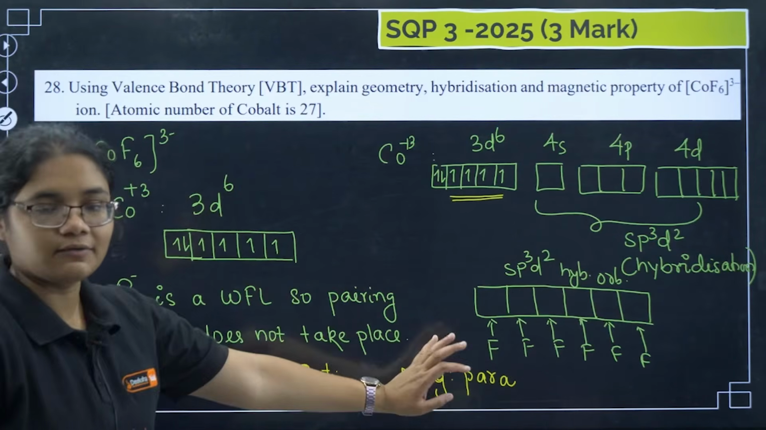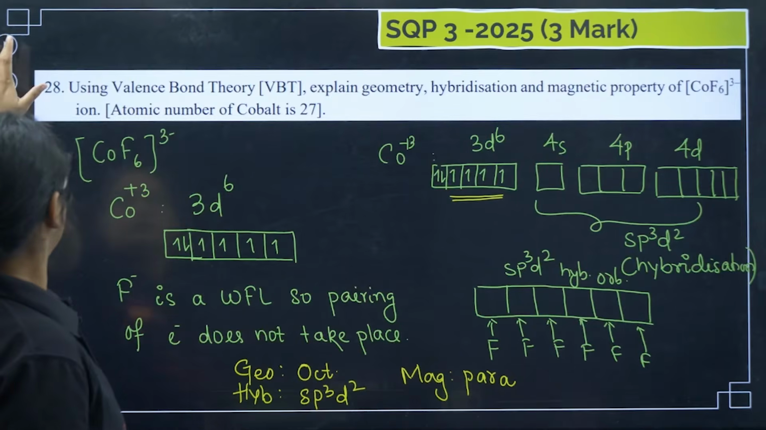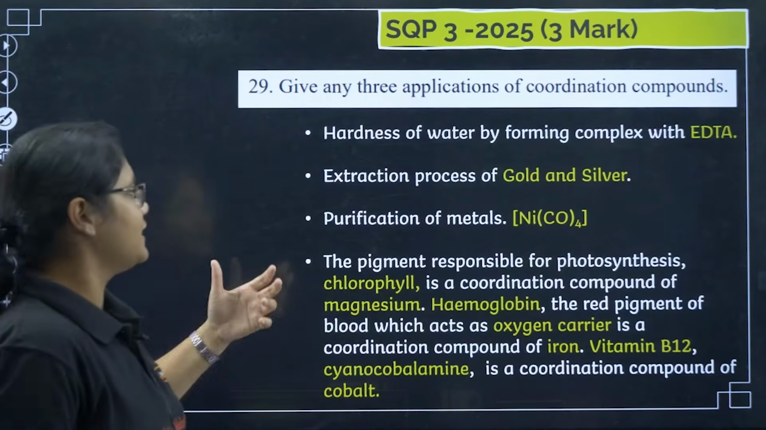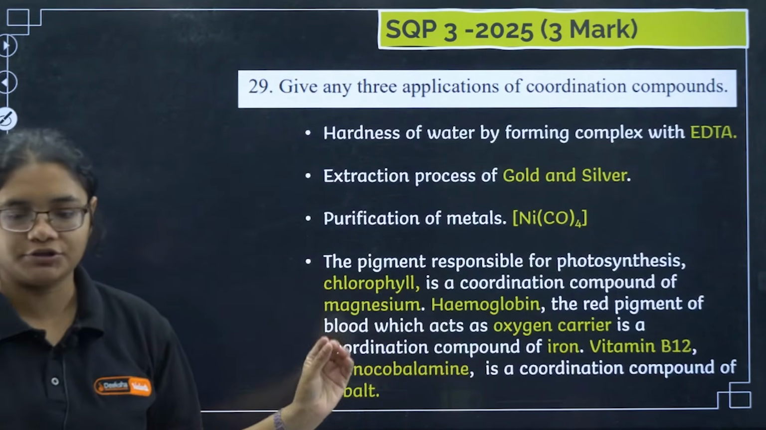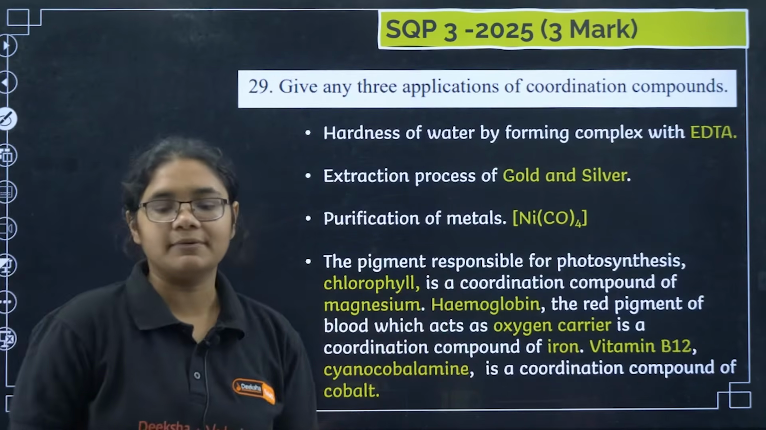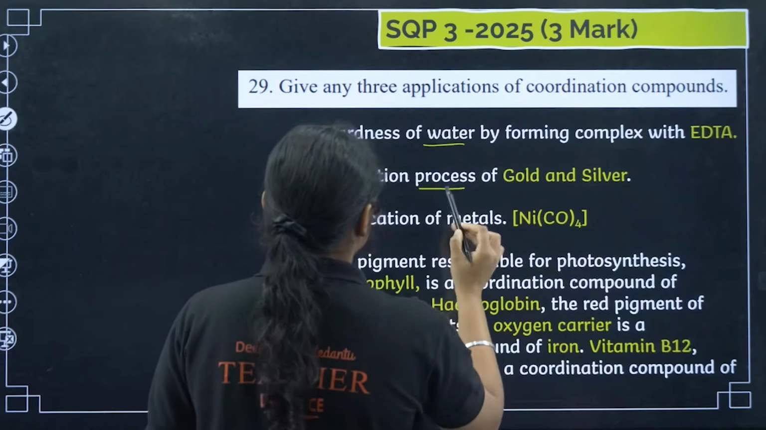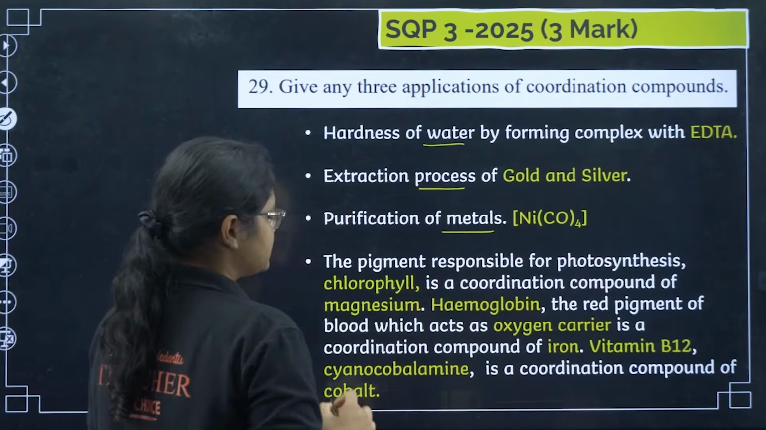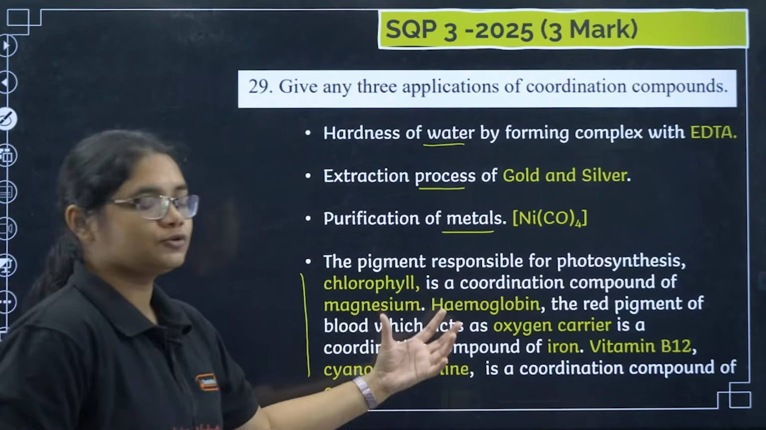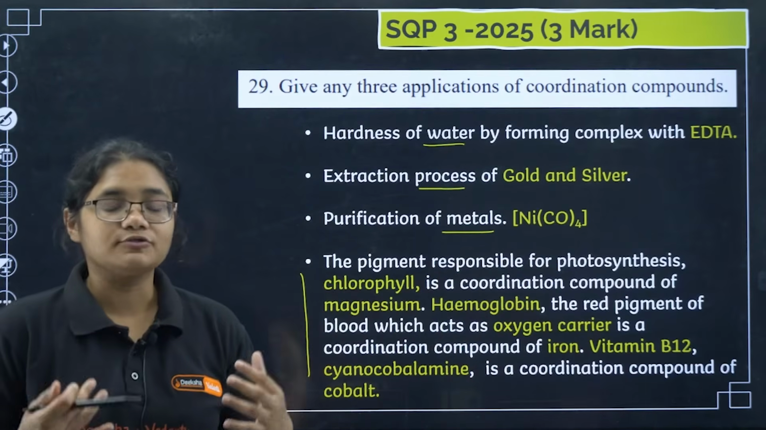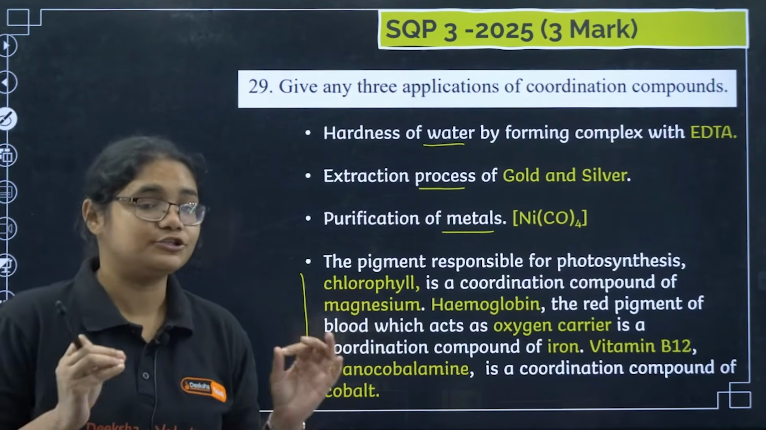Okay, paramagnetic we will get here. Now moving to the next one, question number 29, give any 3 applications of coordination compounds. Here I have given 4 applications, you can write any 3. Hardness of water is there, extraction process is there, purification of metals is there, and these compounds also contain the daily life compounds which we use, they are also coordination compounds.